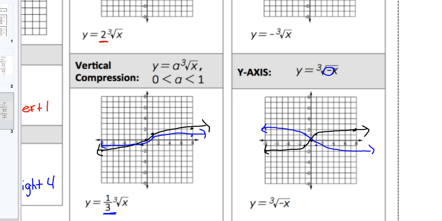So for these transformations, the only way to know if it's a reflection across the x or the y is to look at the equation and look at where the negative is. If it's outside the radical, then it is a reflection across the x-axis. If it's inside the radical, it's a reflection across the y-axis.